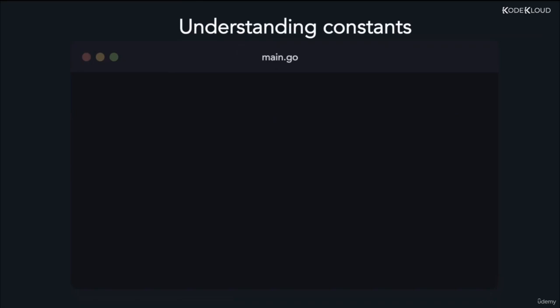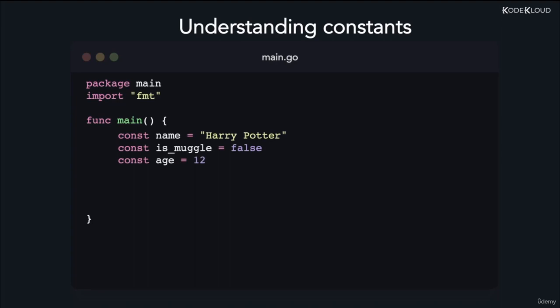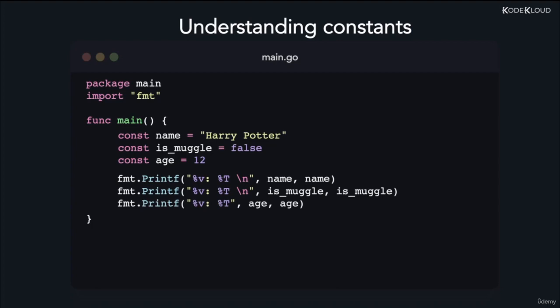So let us understand how we can declare untyped constants. We're going to declare and initialize three constants over here, and we're simply going to print their value and data type. So we get our expected results.